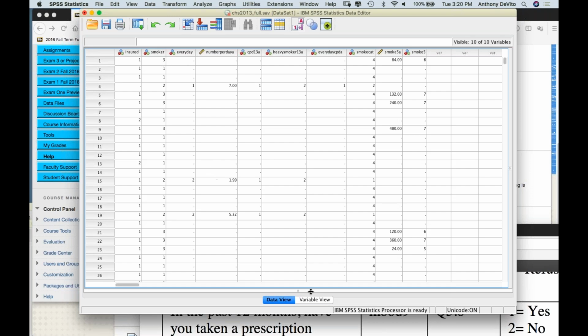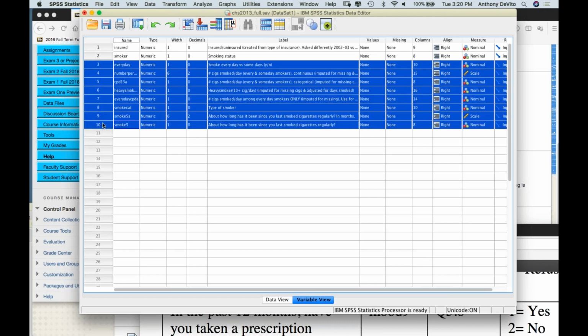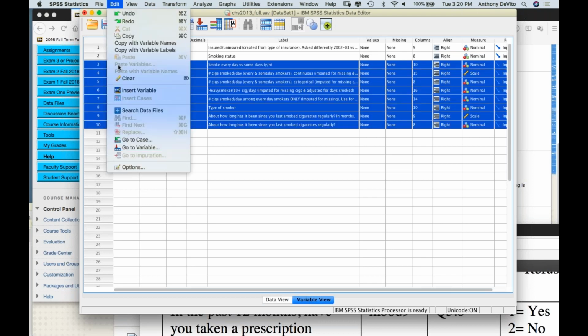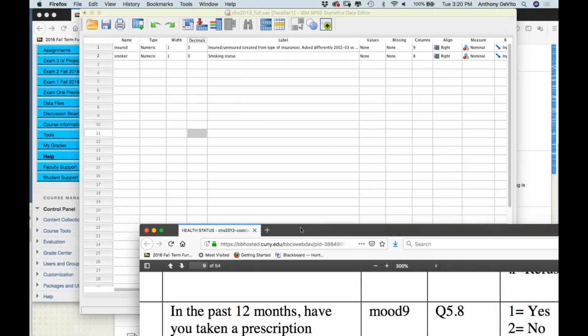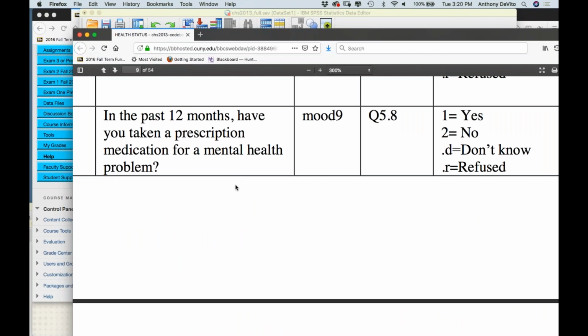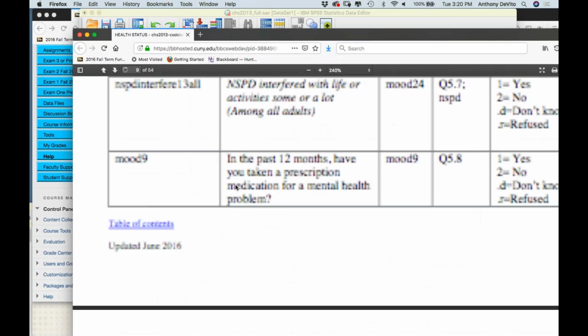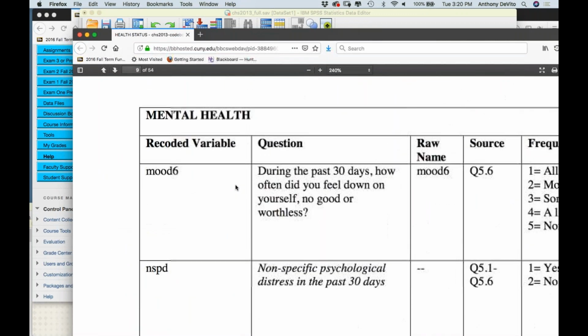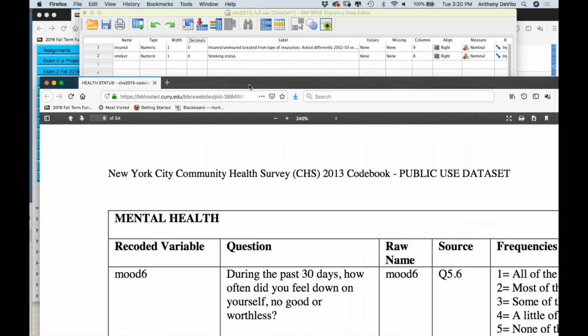I'm going to give you an example of how I would approach this. I'm going to go to variable view. I'm going to get rid of all these others. Okay, so now I'm gonna go to my code book, and I'm gonna look up what that question was and what those values are. So you're looking over my shoulder as I'm doing what you'll probably be doing with maybe other variables. I'm gonna go to insured.